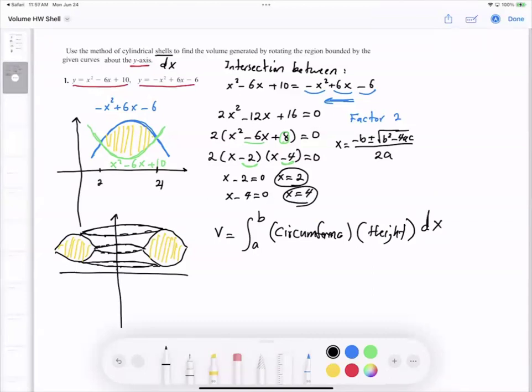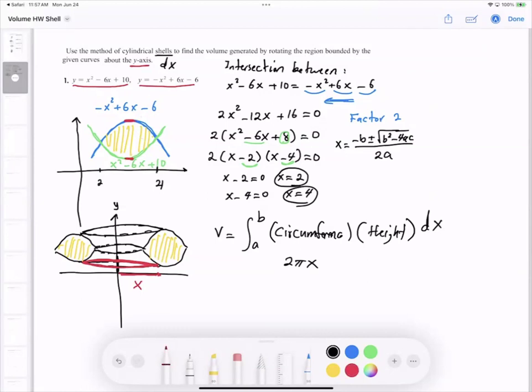The circumference, it is just rotated about the y-axis. So basically, you have this distance, you're looking at the base. So the circumference is 2 pi x. Suppose this is a random base that you're looking at. The circumference of this base is just 2 pi x. And to calculate the height, you have the top function, the larger y value, minus the smaller y value.